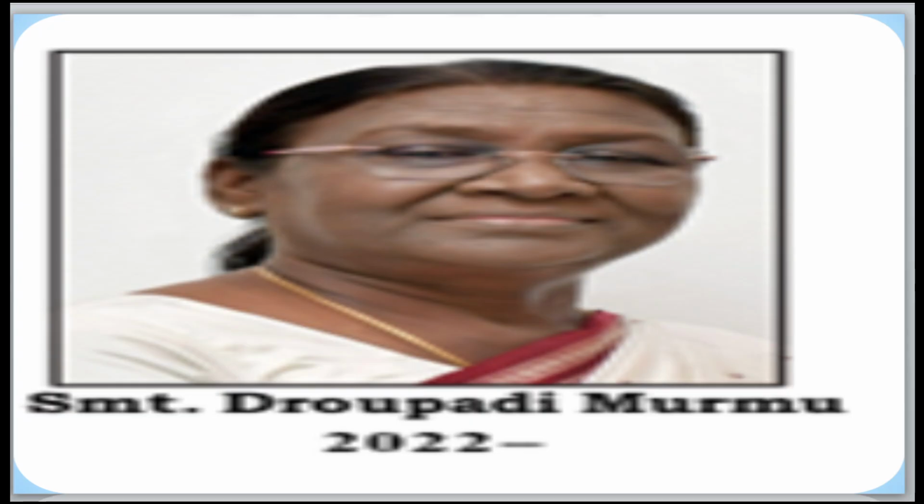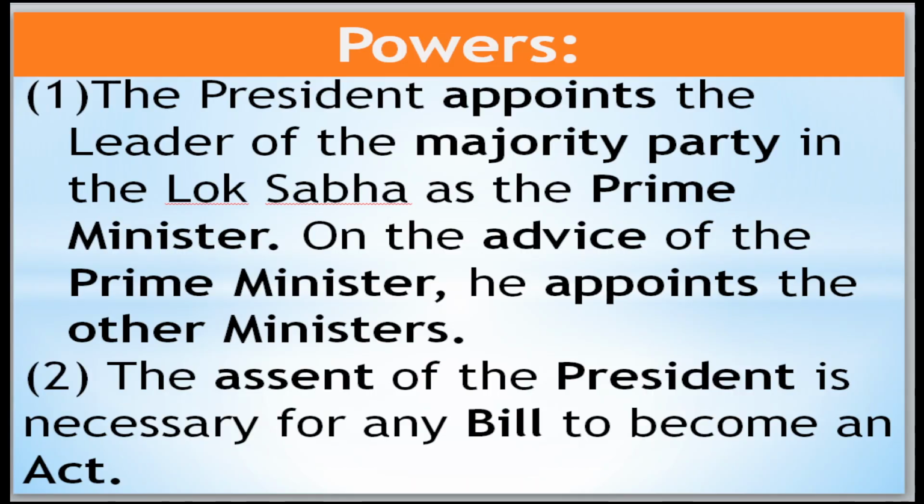At present we have Smt. Draupadi Murmu as the president from 2022 for 5 years, which means till 2027 she will be there. After 2027, a new president will come. If she wants, she can contest one more time, and if she is elected again, then she will be president.